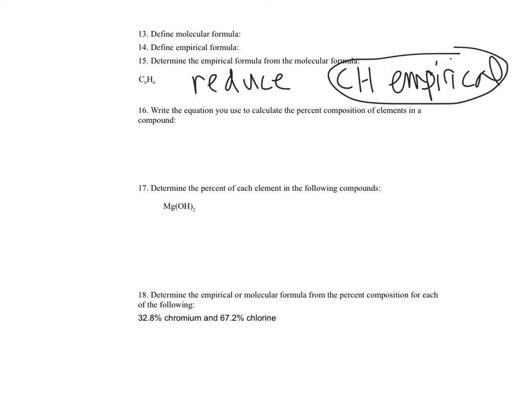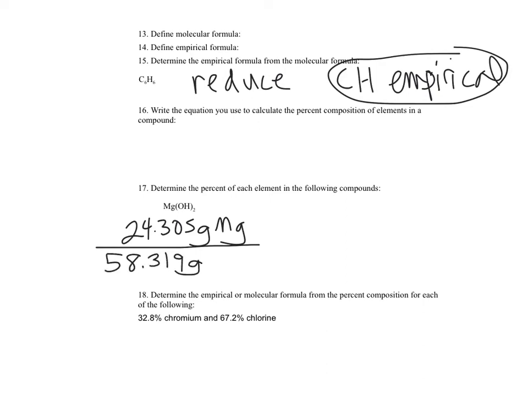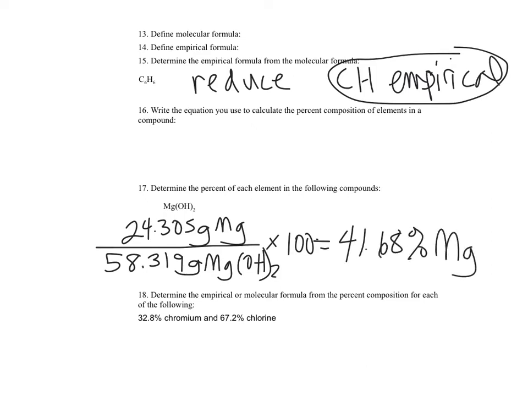So on 17, you should be calculating for magnesium's mass of 24.305 grams for 1 magnesium, divided by the total formula mass of 58.319 grams for your entire compound, then times 100 to solve for your percent of magnesium. And that's going to identify that you have 41.68% magnesium.